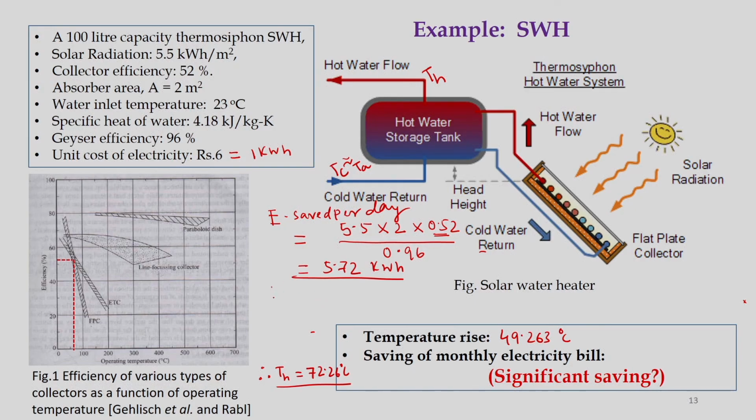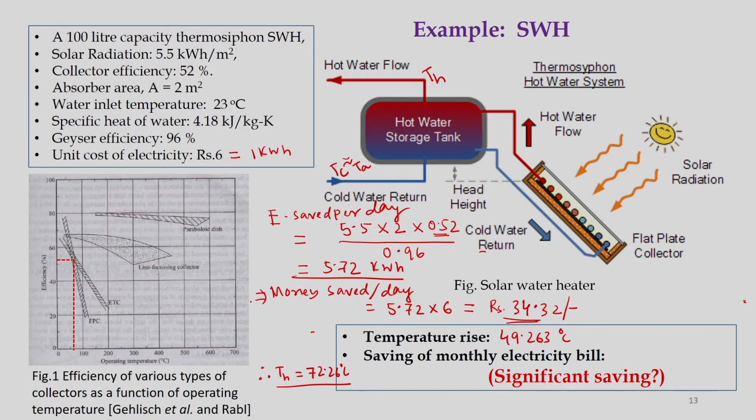money saved per day will be 5.72 multiplied by 6, which is about rupees 34.32. So, this is the saving for a day.